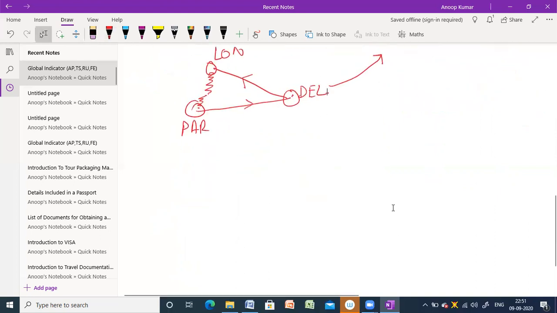Then the fifth and the most important, which is also related to your AP global indicator Atlantic Pacific, is RTW. RTW journey. The meaning of RTW is round the world.